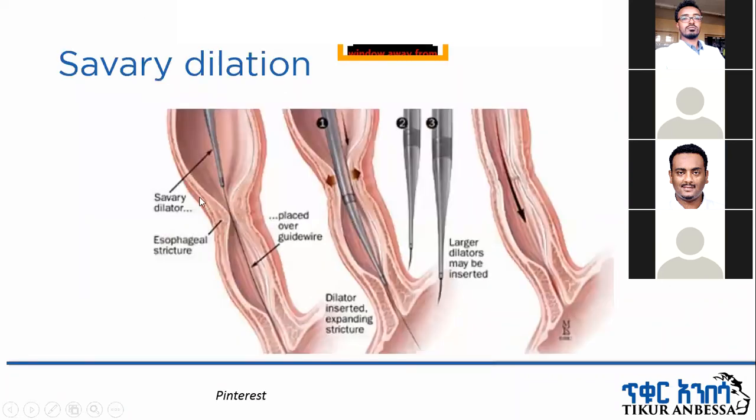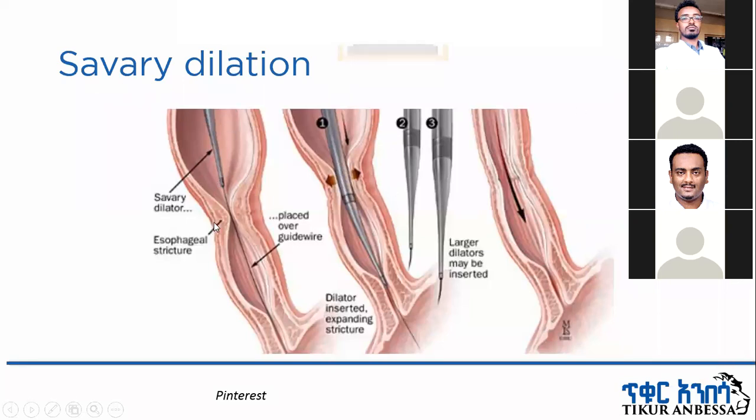The second option is the Savary dilator. With Savary, we insert a wire, and then through the wire we insert a dilator. This is not an endoscopic procedure. I mean, you could start with endoscopy and put in a wire, and through the wire you insert the dilator and gradually increase the bougie, the dilator bougie. So we have this Savary dilation.